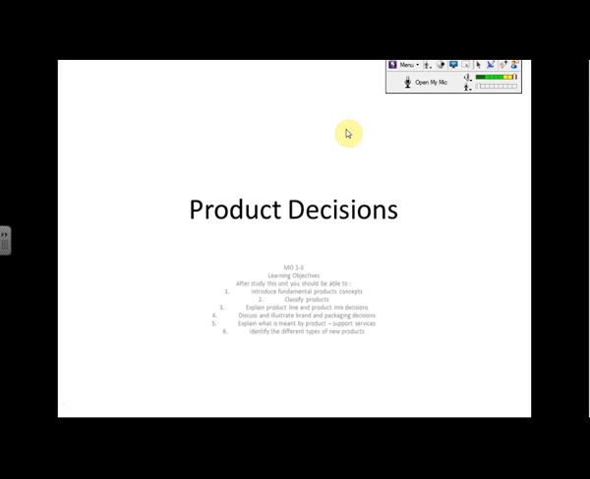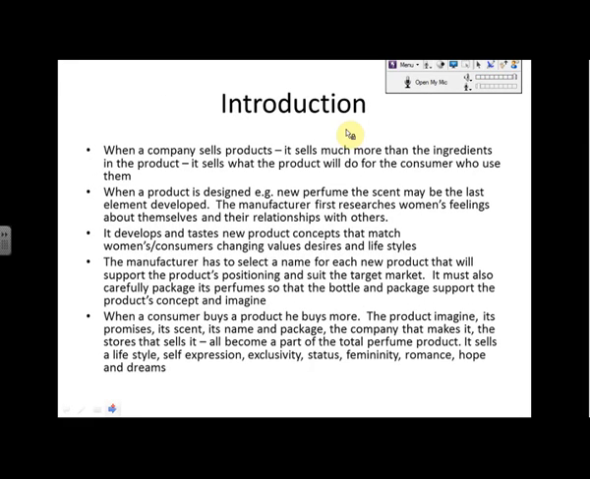We'll need also to be able to identify the different types of products. As an organization, you might have more than one different product, and each of them would be carrying its own branding decision. So these are some of the critical objectives we should be able to understand and carry out at the end of this session.